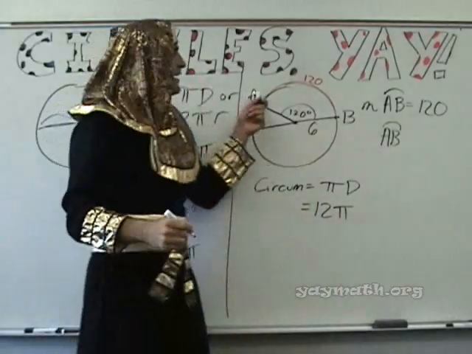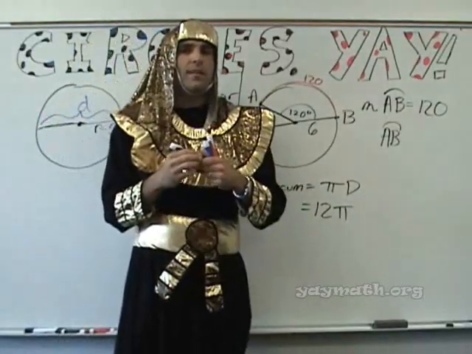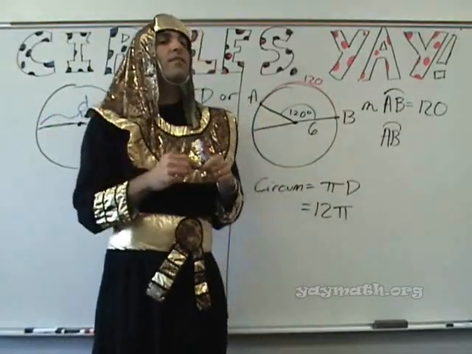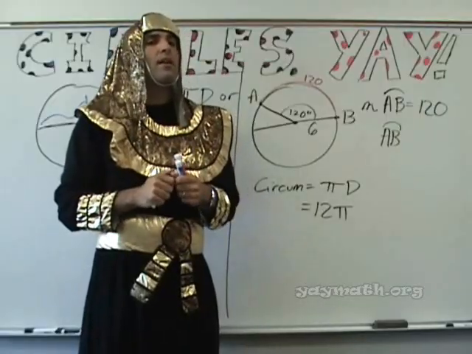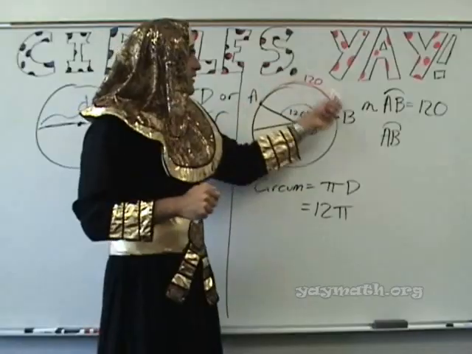So 12 pi is the length all the way around. But we don't want all the way around, do we? We want a portion of all the way around. What portion of all the way around do we want? From here to here. Around.